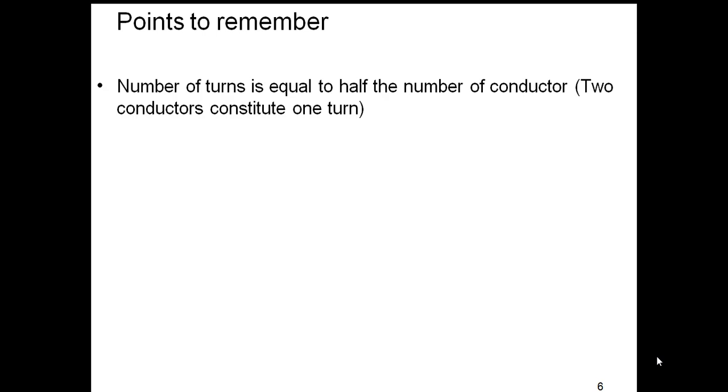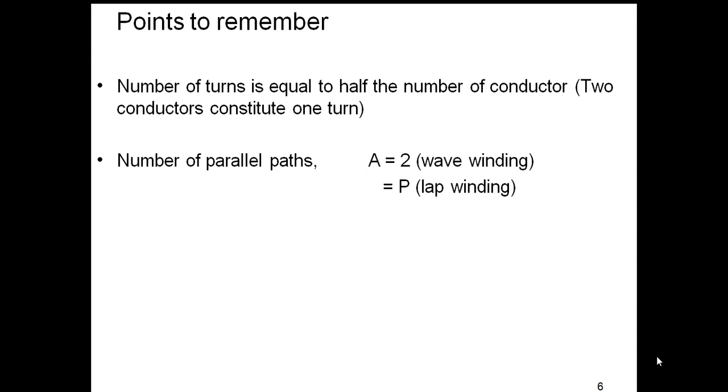Here the point to be remembered is that the number of turns is equal to half the number of conductors. If there are 100 conductors, then the number of turns is 50, since 100 by 2 is 50. For a wave winding, the number of parallel paths is 2. And for a lap wound generator, the number of parallel paths A is equal to P, where P means the number of poles.